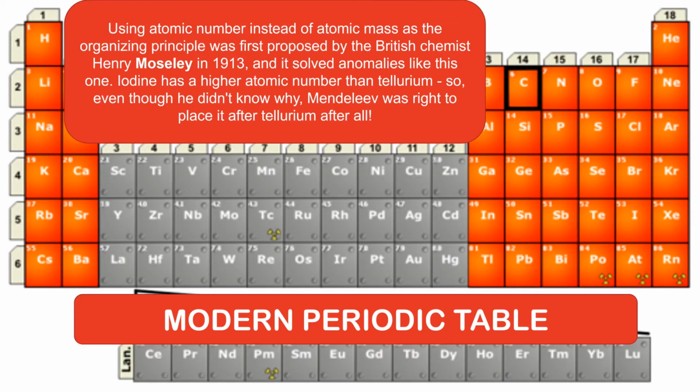The modern periodic table. Using atomic number instead of atomic mass as the organizing principle was first proposed by British chemist Henry Moseley in 1913, and it solved anomalies like this one. Iodine has a higher atomic number than tellurium. So even though he didn't know why, Mendeleev was right to place it after tellurium after all.